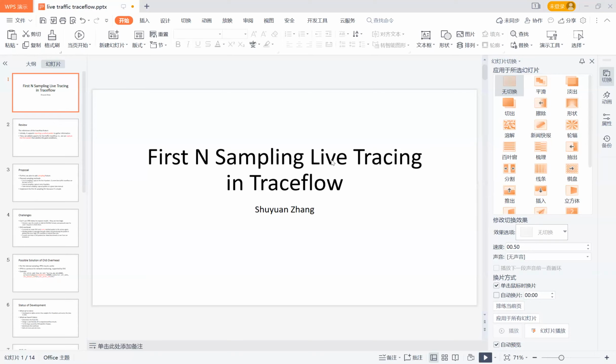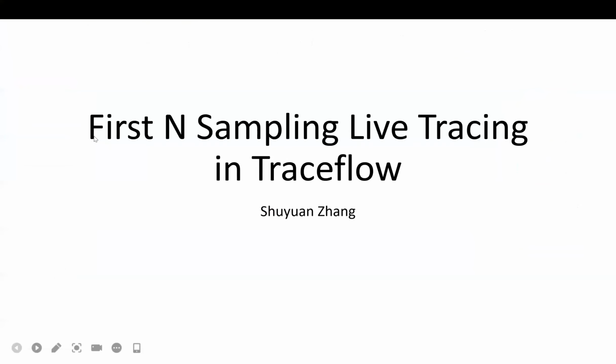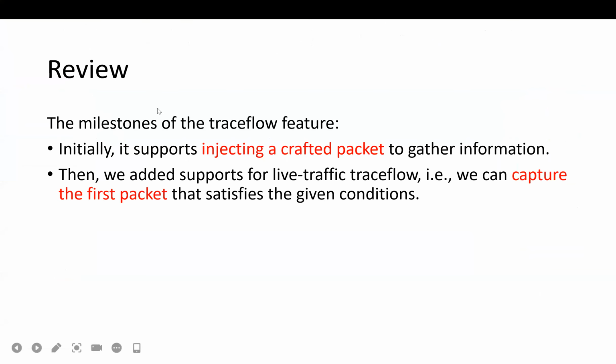So I'm going to give a presentation about introducing the first-hand sampling live tracing in the TraceFlow. Let's first quickly review the milestones of the TraceFlow feature. Initially, we support injecting a crafted packet so we can gather information about the Antrea running process, and then add support for live-traffic TraceFlow. That is, we can capture the first packet that satisfies the given conditions, for example, we can set some conditions like the packet headers.